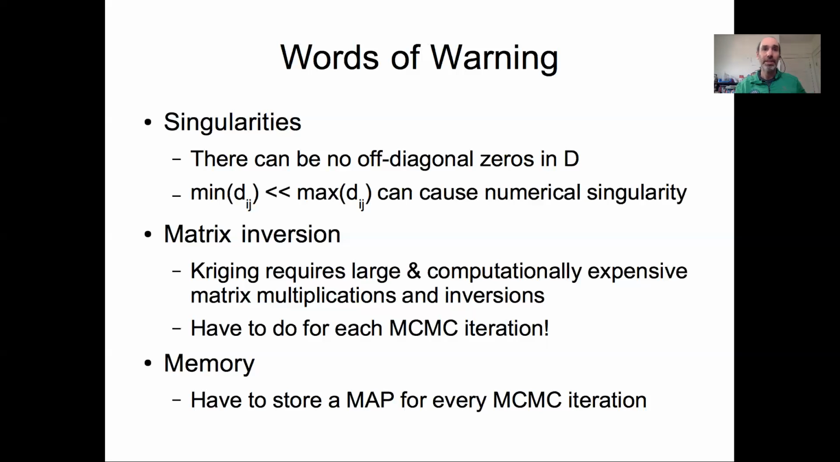That can be very computationally costly. The other thing to remember is that you have to do that for every MCMC iteration. So you don't just have to do it once, you have to do it every iteration. And then finally, if you're doing spatial predictions, remember that the output of this is a map. And not just one map, but you're producing a map every MCMC iteration. So if you have a large spatial domain, you might end up with 10,000 maps. And so memory itself can be a concern with these sort of spatial models.